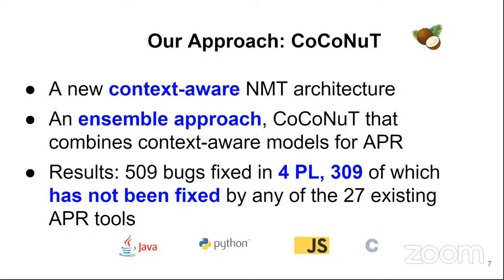Finally, we evaluate Coconut on 6 benchmarks in 4 different programming languages. And we found that Coconut is able to fix 509 bugs, including 309 bugs that had not been fixed by other techniques before.